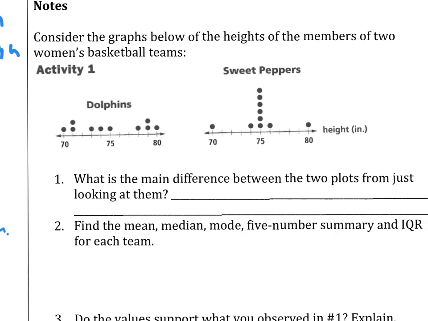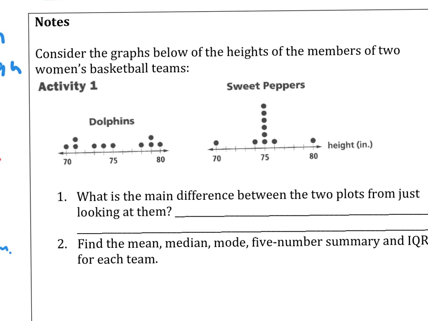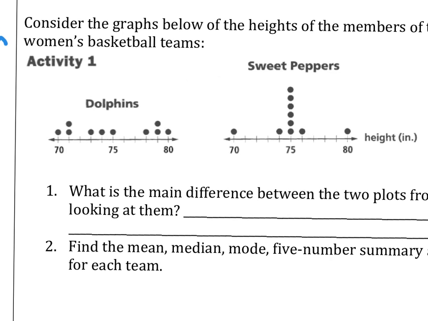Well, let's look here. Consider these graphs here. So this is something called women's basketball. And we have the Dolphins here and the Sweet Peppers here. These are just fake things. I actually got this from the book, so don't accuse me of any weirdness, okay? So, all right. So let's look.